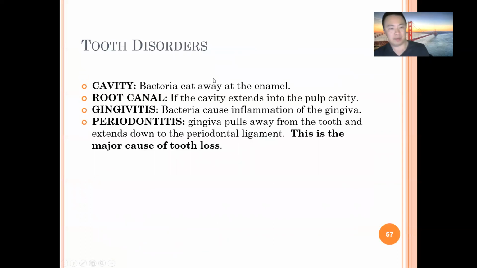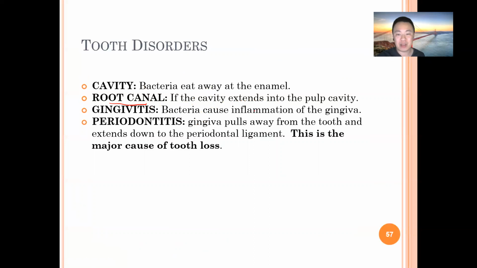Now, teeth. The cavity here is due to a bacteria that eats away at the enamel. So again, the enamel is the outermost layer of the tooth and is the strongest, but it does wear and tear. The root canal here, if the cavity extends into the pulp cavity, you might need a root canal. So they have to extract all the living tissue out of there.